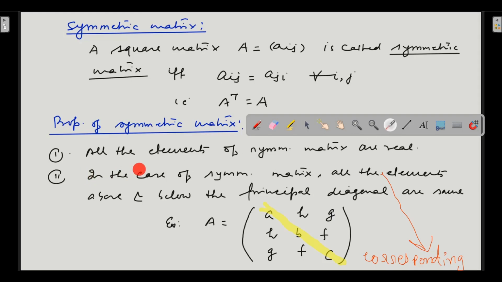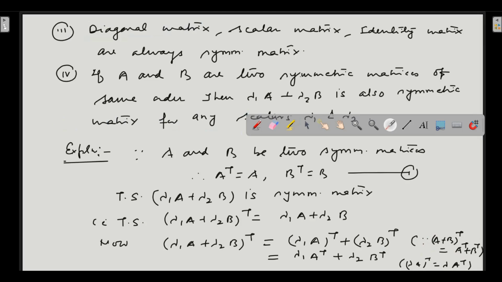Over here in case of symmetric matrix, put the word corresponding: all the corresponding elements above and below the principal diagonal are same. So this element corresponds to this, they are same. This element corresponds to this, they are same. This element corresponds to this, they are also same. This is the thing.